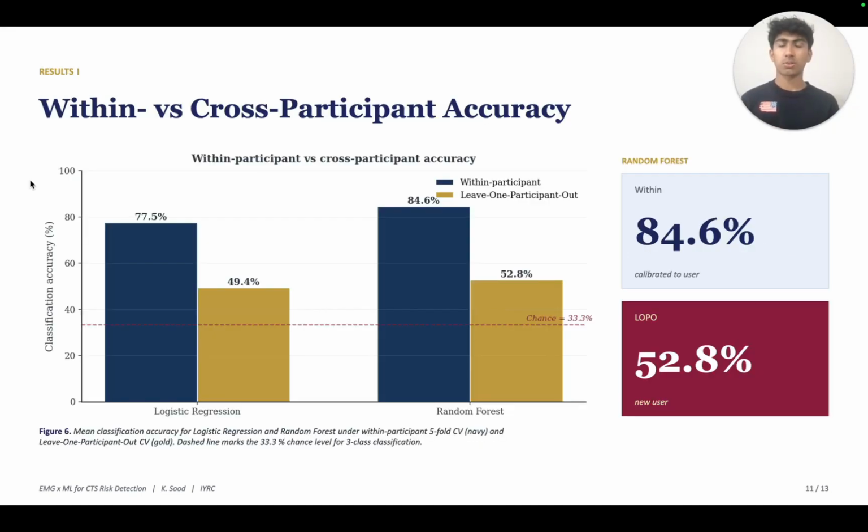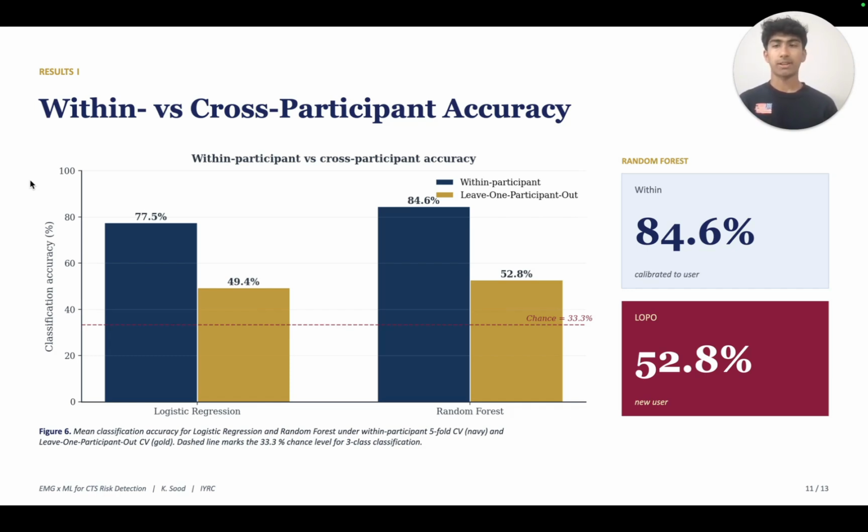This figure shows the within versus cross participant accuracy for both logistic regression and random forest. Logistic regression achieved 77.5% accuracy, and random forest achieved 84.6% accuracy under within participant validation. This was substantially above the 33.3% chance level for 3-class classification, which I said in hypothesis 2.